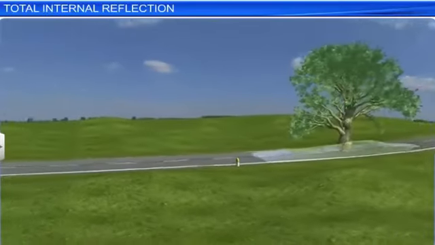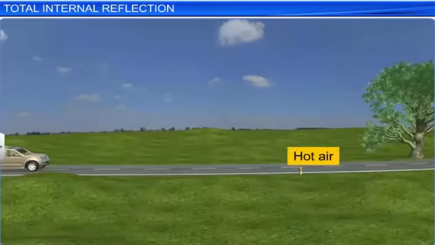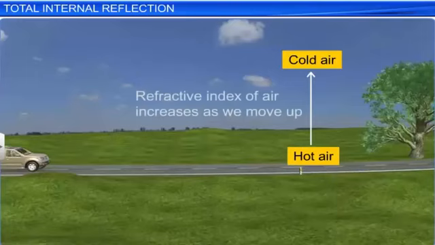During a hot summer day, the layer of air nearest to the surface of the earth is hottest. And as we move up from the ground, we come across layers of air with decreasing temperature. As a result, the refractive index of different layers of air increases as we move up. And hence, layers of the hot air near the Earth's surface are optically rarer than the layers of the cold air a little above it.